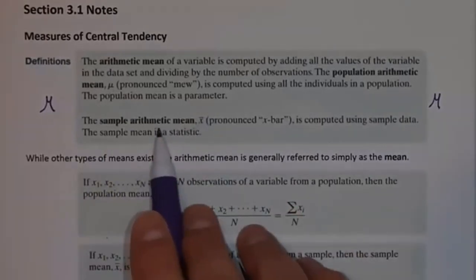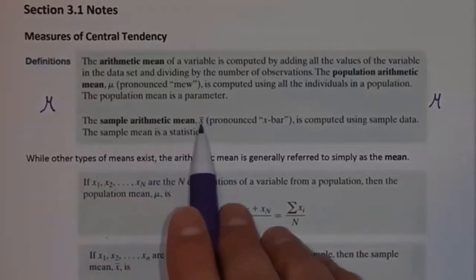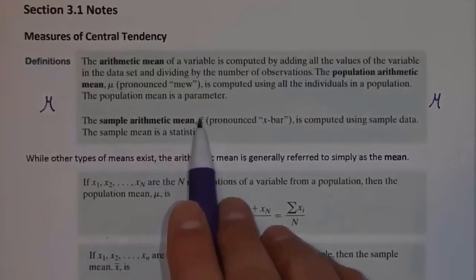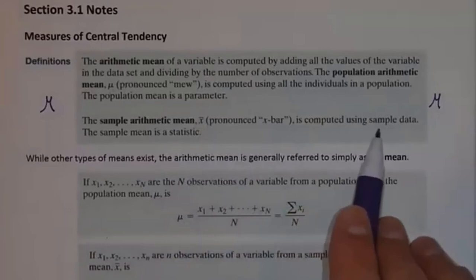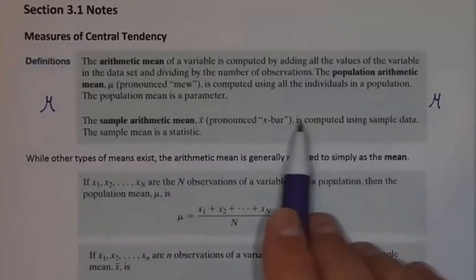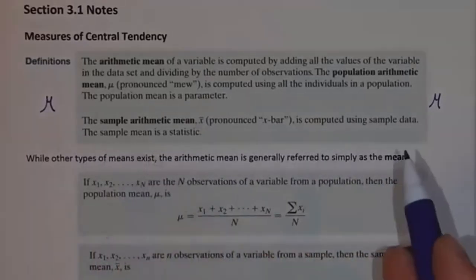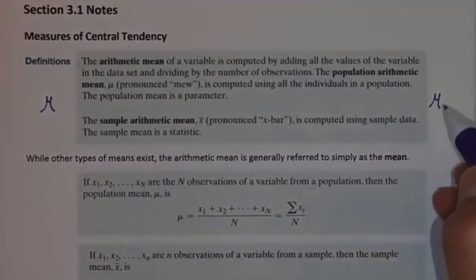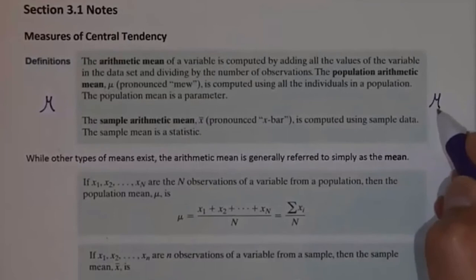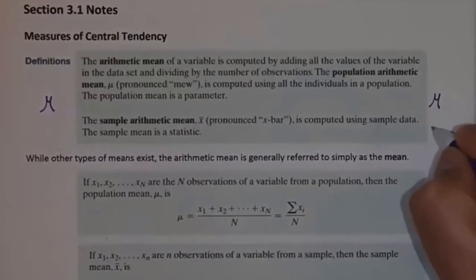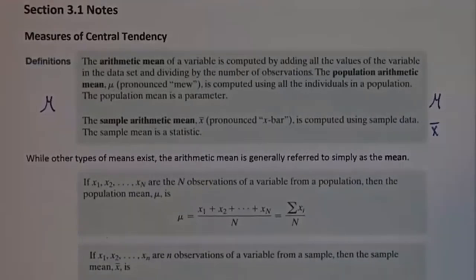The sample arithmetic mean is generally going to be denoted by x with a bar over it. And so we call that x bar. It is computed using sample data, and the sample mean is a statistic. So if we have a whole population of data, we will denote that mean with mu. If we have a sample of data, we will denote it with x bar.